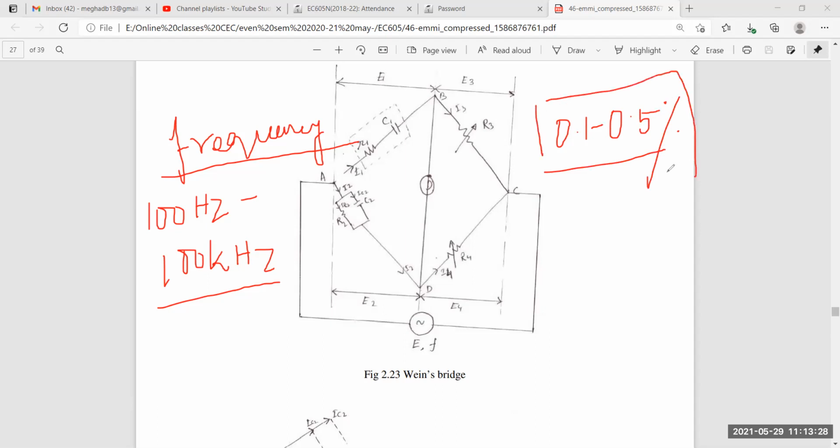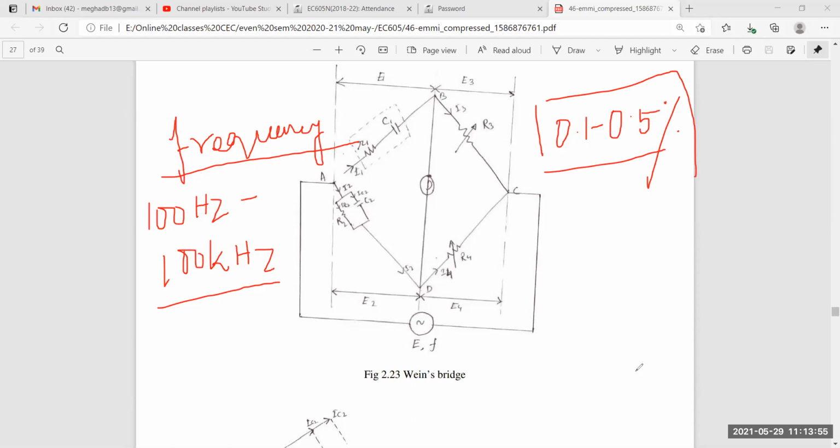The bridge is also used for various other applications, such as capacitance measurement and harmonic distortion analyzers, but frequency measurement is one of the most important uses of the Wien bridge. Now, the Wien bridge is very frequency sensitive, so it is difficult to obtain the balance point in it, because it is very, very sensitive.